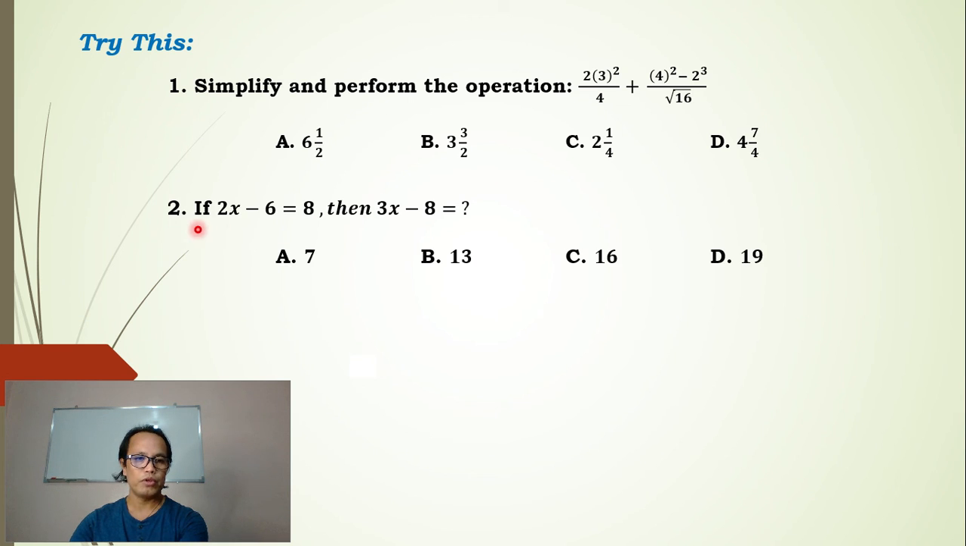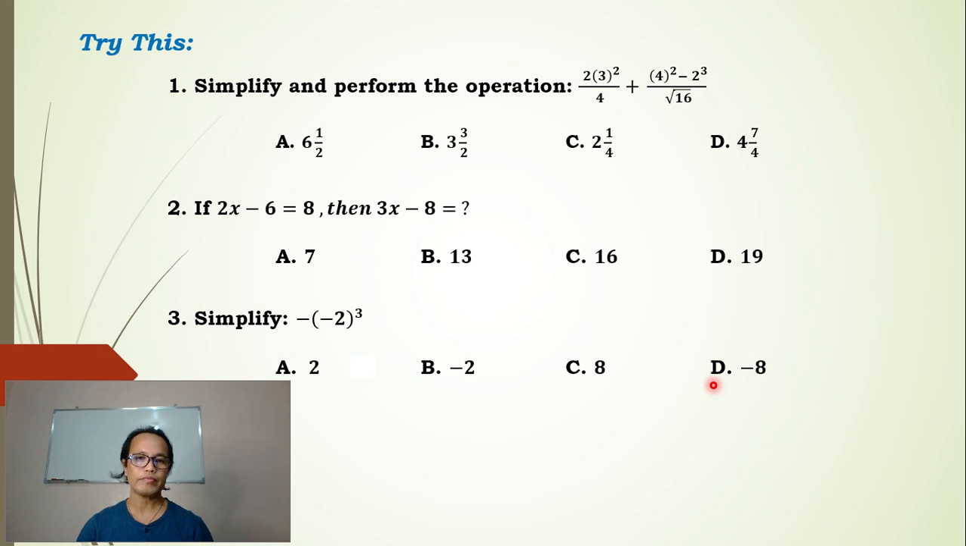Number 2. If 2x minus 6 is equal to 8, then 3x minus 8 is equal to blank. A. 7, B. 13, C. 16, D. 19. And last, simplify negative times negative 2 quantity raised to 3. A. 2, B. negative 2, C. 8, D. negative 8.